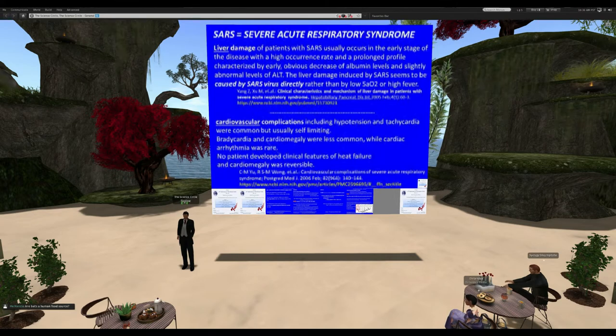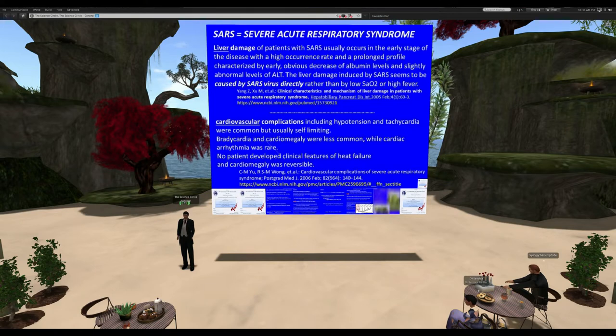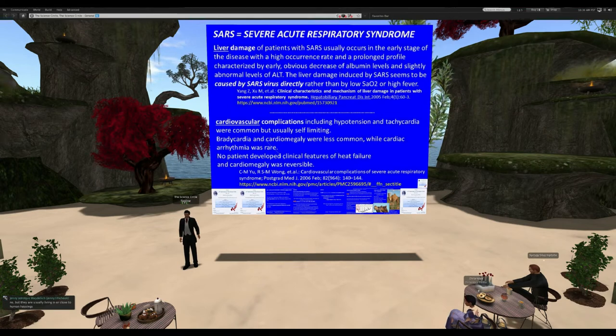Okay, so what does SARS do? I'm going to talk about this because I think this is a model for what you're going to see with the coronavirus out of Wuhan. It can cause liver damage. That's usually not too severe. But it does seem that there may be a direct viral impact on function and damage to the liver from the virus, rather than it just being a secondary effect from multiple organ failure. Cardiovascular complications seem to me mostly secondary to physiologic collapse.